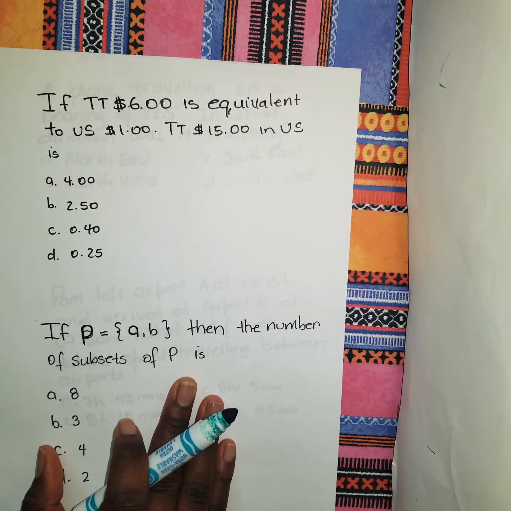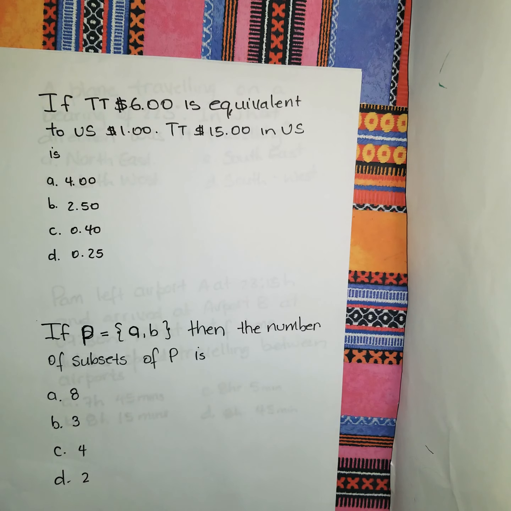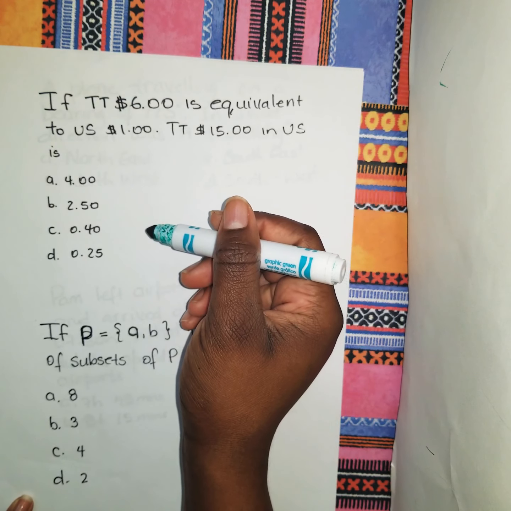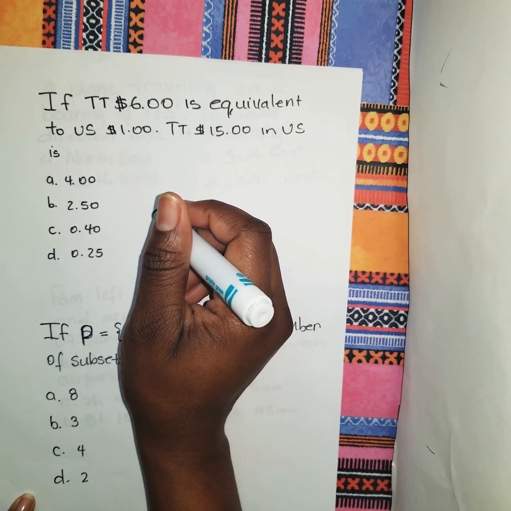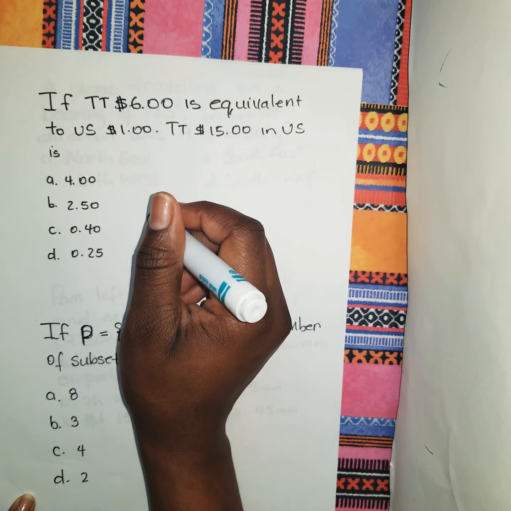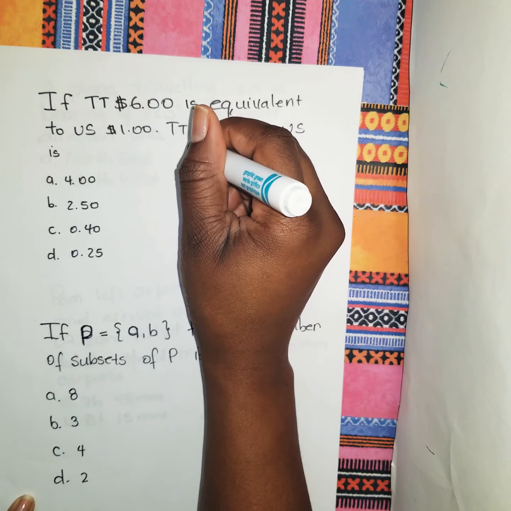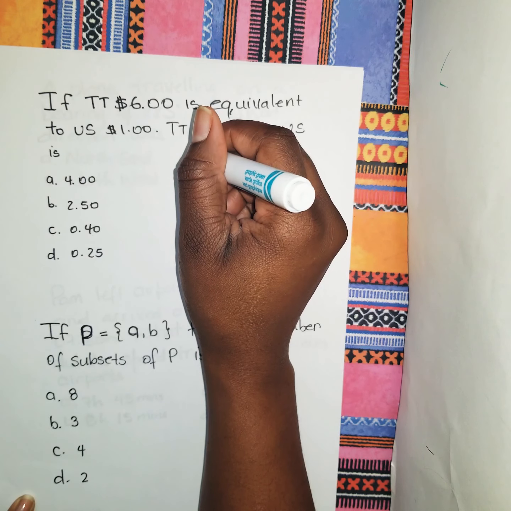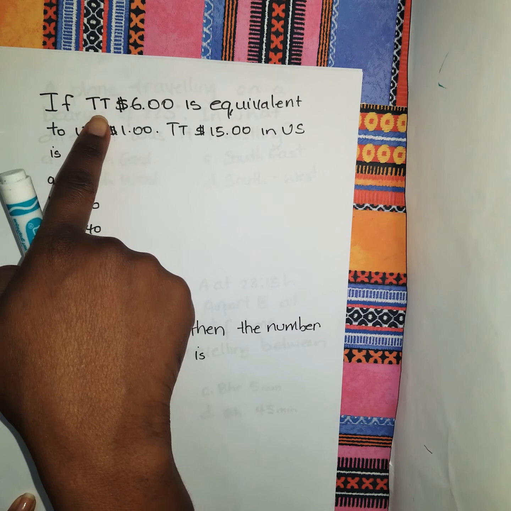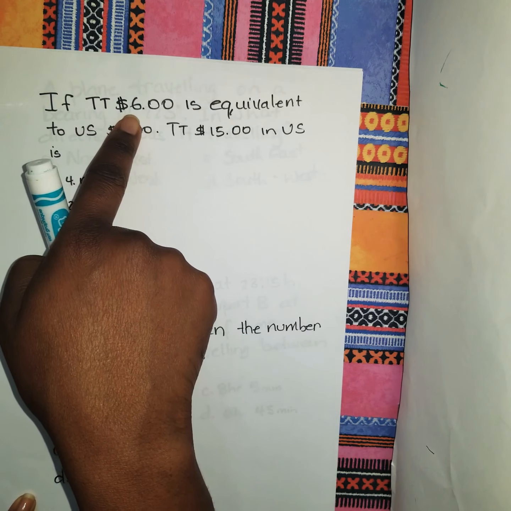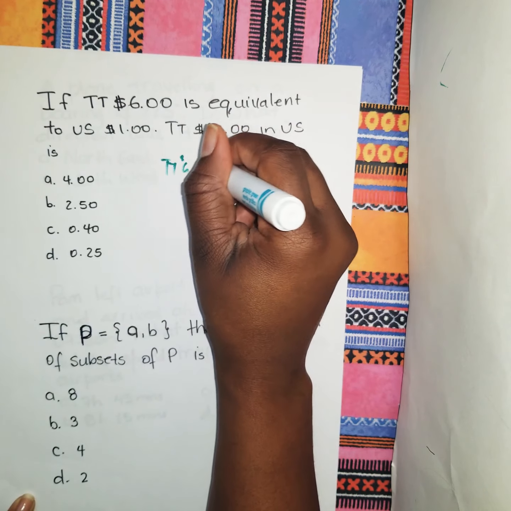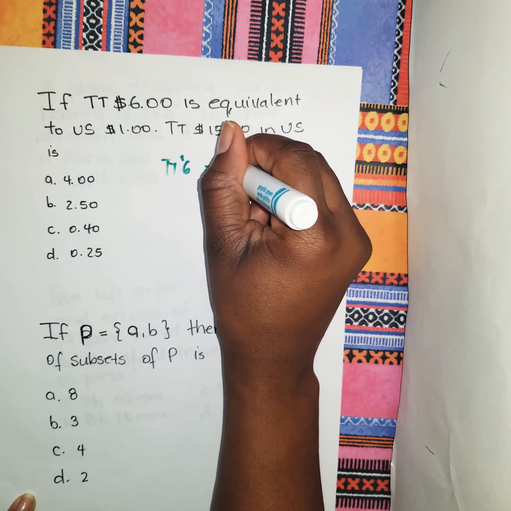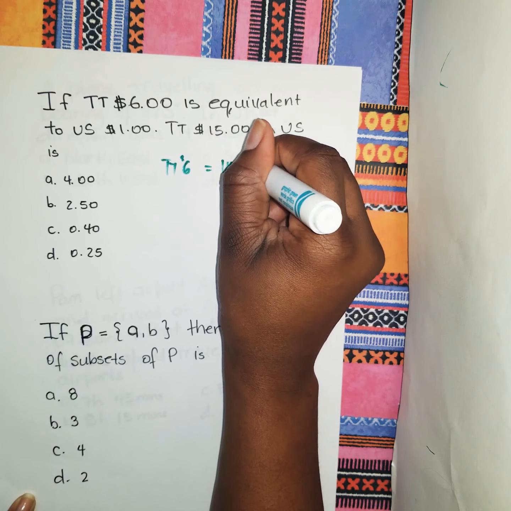So if TT $6 is equal to US $1, what is TT $15 in US? All right guys, so this is basically currency or foreign exchange, some would call it. So we know that TT $6, and that's Trinidad and Tobago money, is equal to US $1.